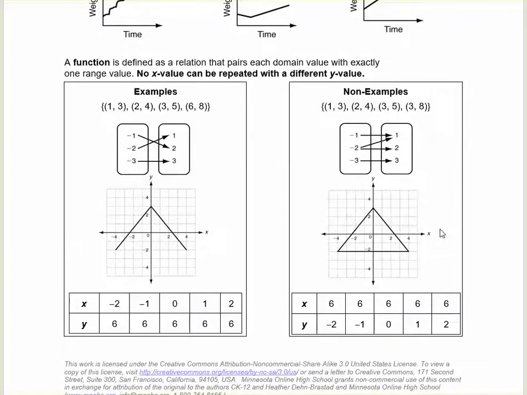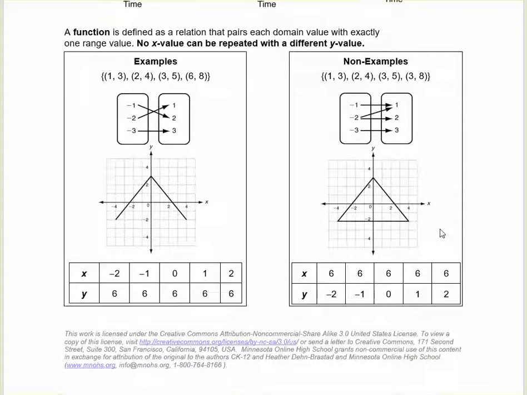All right, now we're going to talk about what a function is. A function is a relation that pairs each domain value with exactly one range value. No x value can be repeated with a different y value. So here we have an example of a function. On this side, these are functions. On this side, these are not functions.